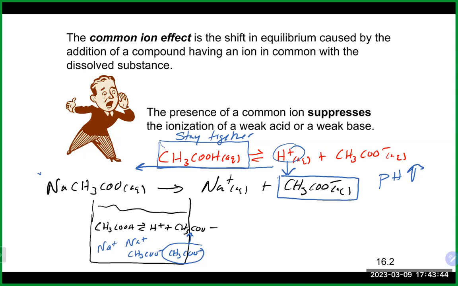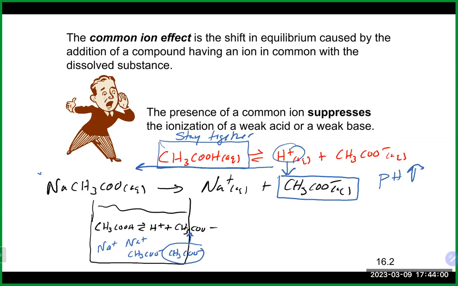The same thing sort of happens with a weak base as well. It will suppress it from breaking apart. And what that will do, obviously, is affect the pH. So in the case of a weak acid, we would actually expect to have a little higher pH than we would if we had just acetic acid by itself.